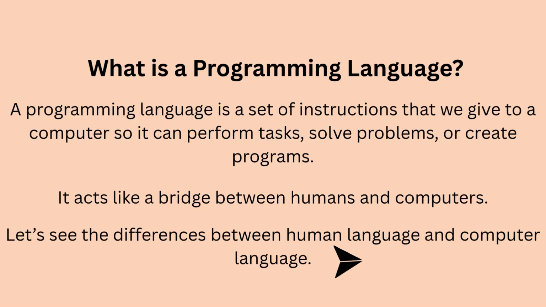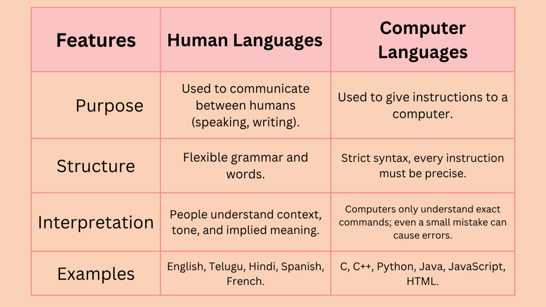Let's see the differences between human language and computer language. The purpose of human language is to communicate between humans through speaking or writing, whereas computer language is used to give instructions to a computer. The structure of human language has flexible grammar and words, whereas computer language needs strict syntax. People can understand context, tone, and implied meaning. Computers only understand exact commands. Even a small mistake can cause errors.